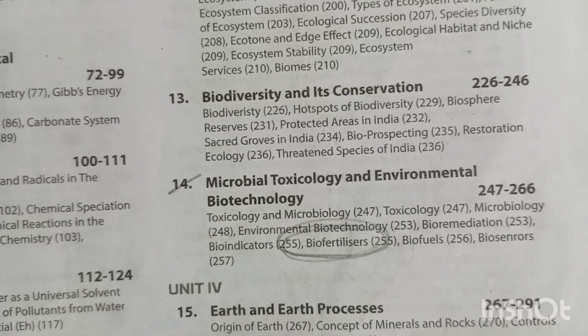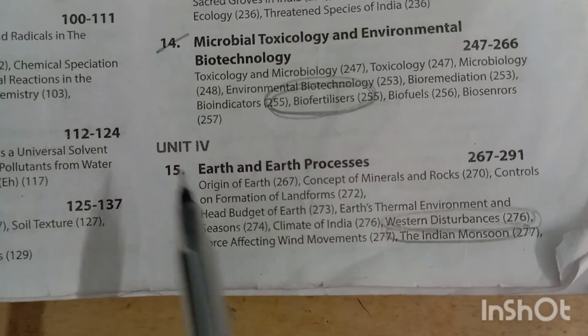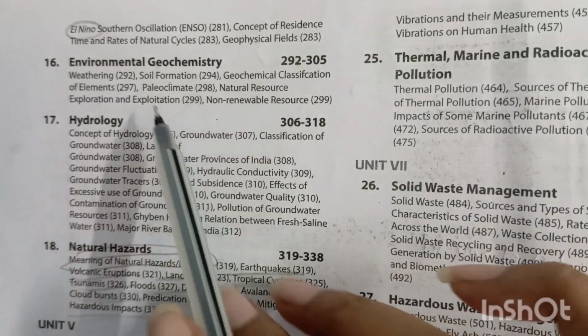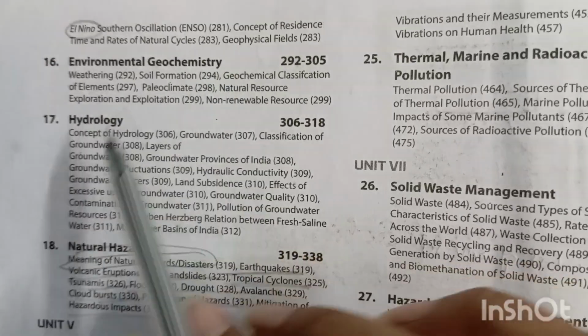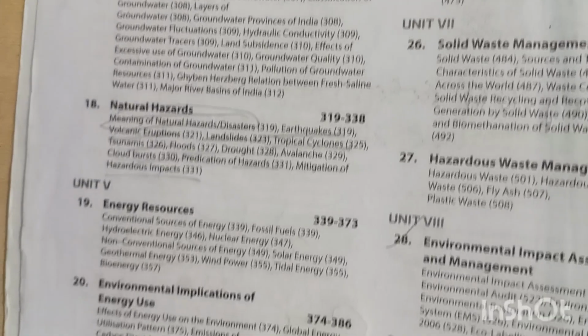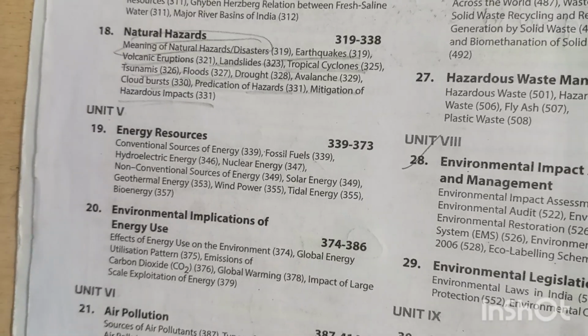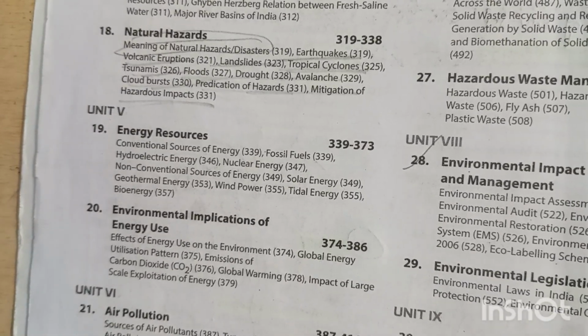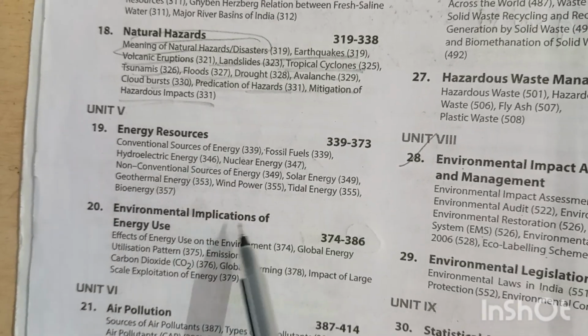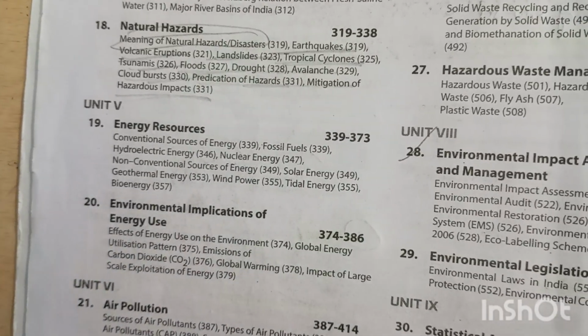Unit 4 is Environmental Geoscience, under which come Earth and Earth Process, Environmental Geochemistry, Hydrology, Natural Hazards. Unit 5 is Energy and Environment, under which come Energy Resources and Environmental Implications of Energy Use.